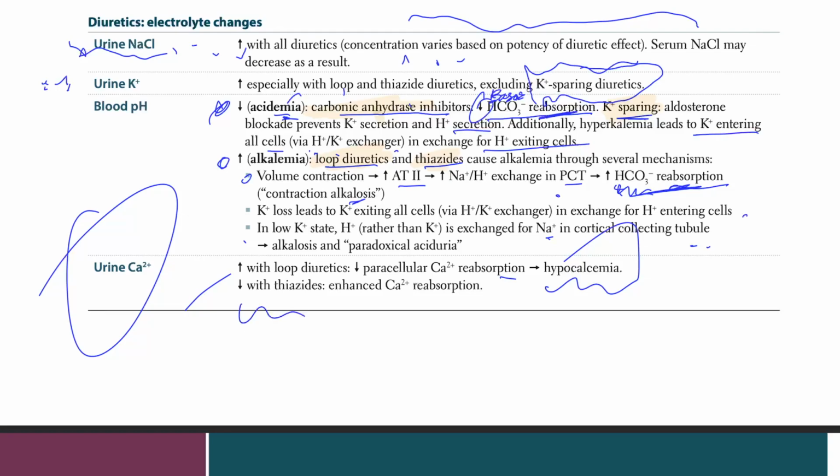with thiazides. Very important. So with the loops, you're increasing the urine calcium, and you already know the mechanism, because you're not getting that positive potential. That's why you're losing the calcium. With thiazide, you're decreasing the calcium, because it enhances the calcium reabsorption. So that's a differentiating feature between loops and thiazides. And that's the calcium. So that's all for the electrolyte changes in all of the diuretics.